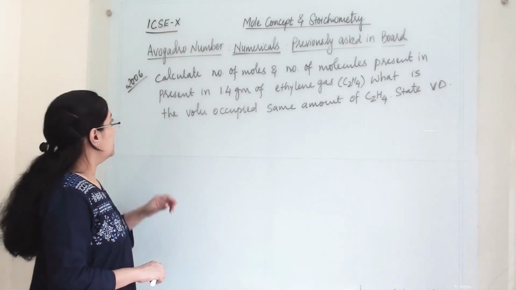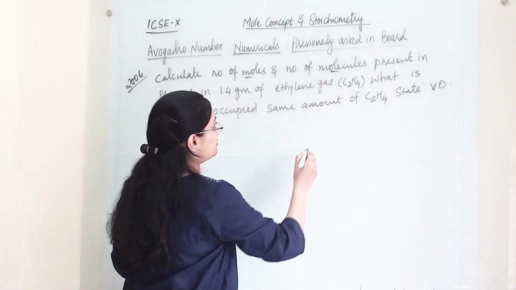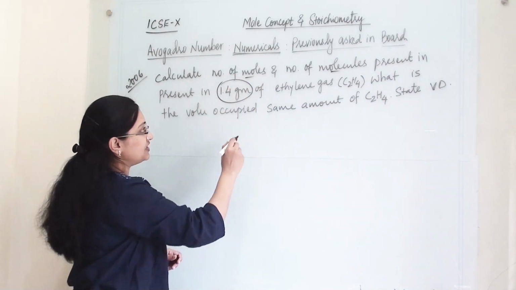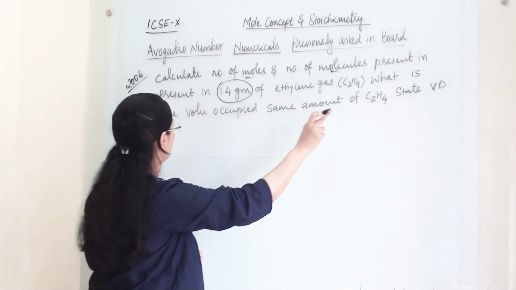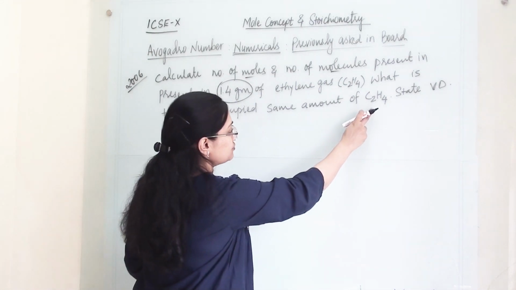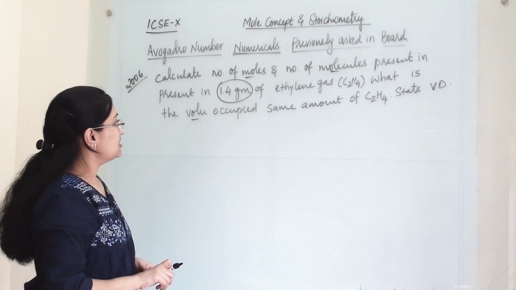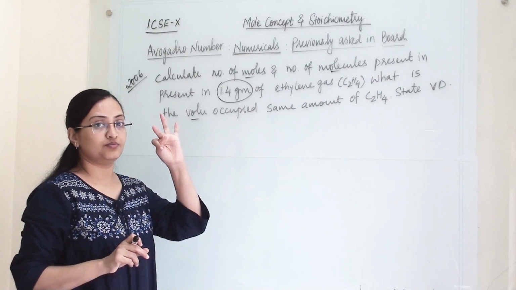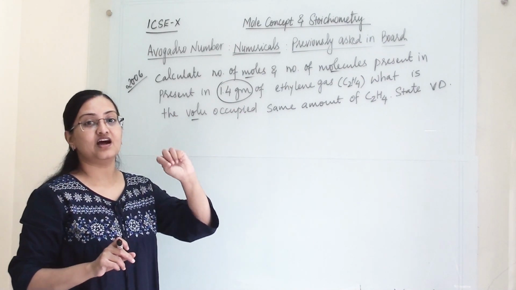Next numerical. Calculate the number of moles and number of molecules present in 1.4 gram of ethylene gas. What is the molecular formula? C2H4. And what is the volume occupied by the same amount of C2H4? And we have to state vapor density. So in this, what all things do we have to find out? 4 things. Number of moles, number of molecules, volume occupied by gas, and then at the last vapor density.